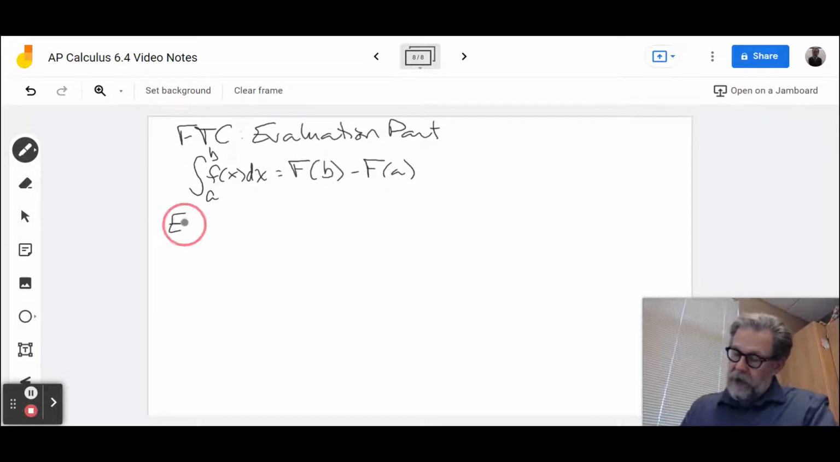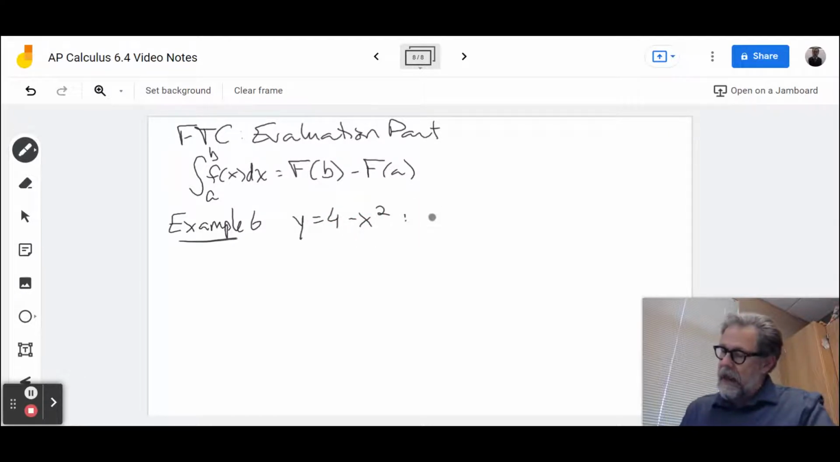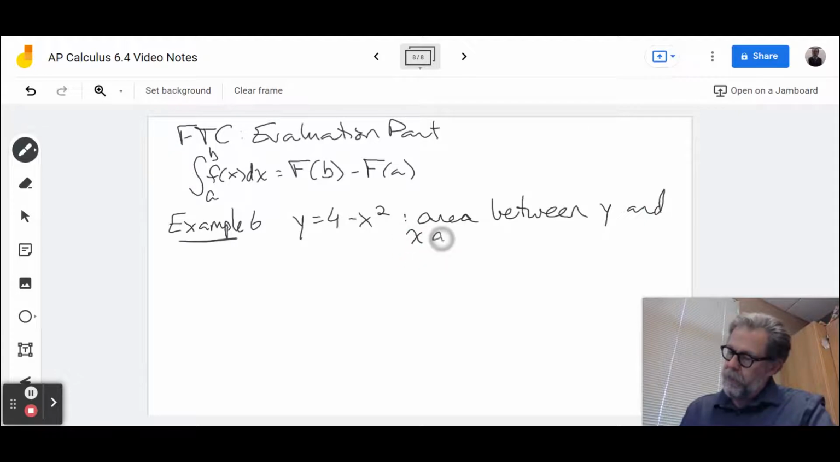So we're going to look at a quick example to tie this to area. This is example 6 in this chapter. Let's look at the function y equals 4 minus x squared. We are interested in the area between this function and the x-axis, and we are interested in the interval from 0 to 3.